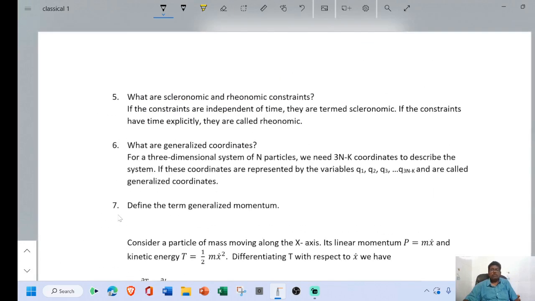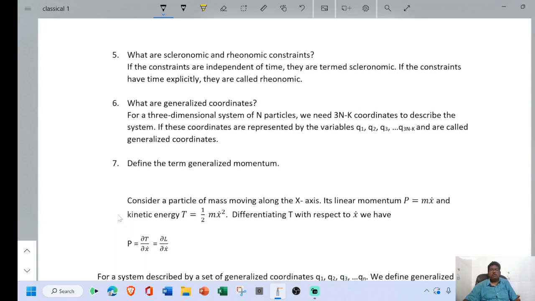Then question number 5. What are scleronomic and rheonomic constraints? If the constraints are independent of time, they are termed as scleronomic. You know that a scalar constant is independent of time. If the constraints are independent of time, they are called scleronomic. If the constraints have time explicitly, they are called rheonomic. When time is explicitly present in a constraint, such a constraint is called rheonomic.